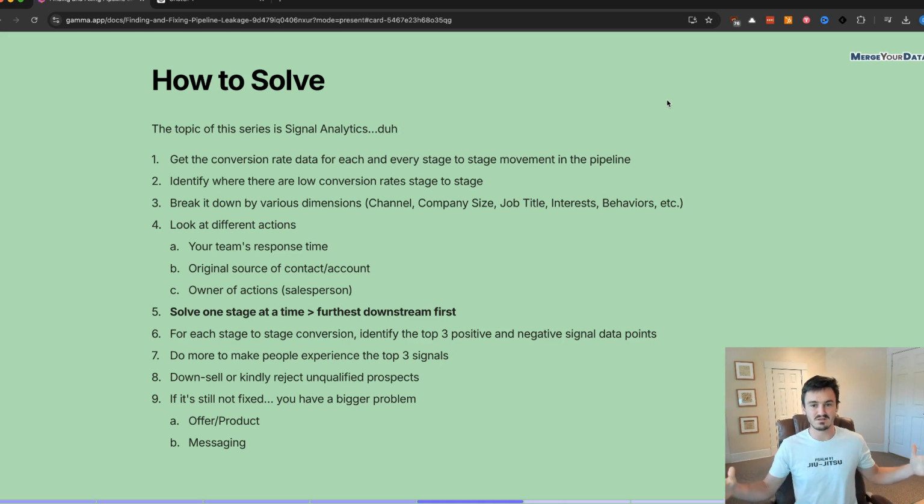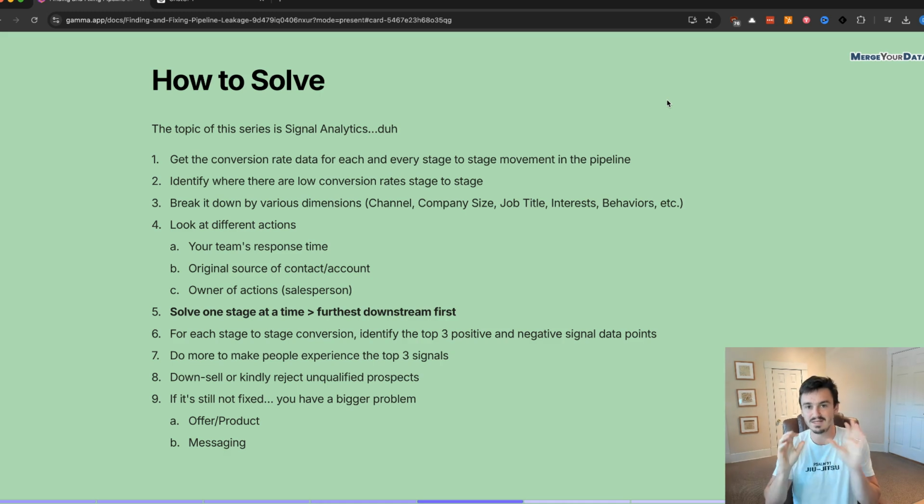So the topic of the series is signal analytics. So of course we're going to talk about that approach. And we're just going to go step by step here. So one, you need to get the conversion rate data for each and every stage to stage movement in the pipeline. This means that you have to know your numbers. Data has to be set up correctly inside of your CRM. You have to know for each stage that a deal converts to, and ideally each stage in a life cycle stage of a contact, if you're using HubSpot. You have to know the conversion rate for each and every one.